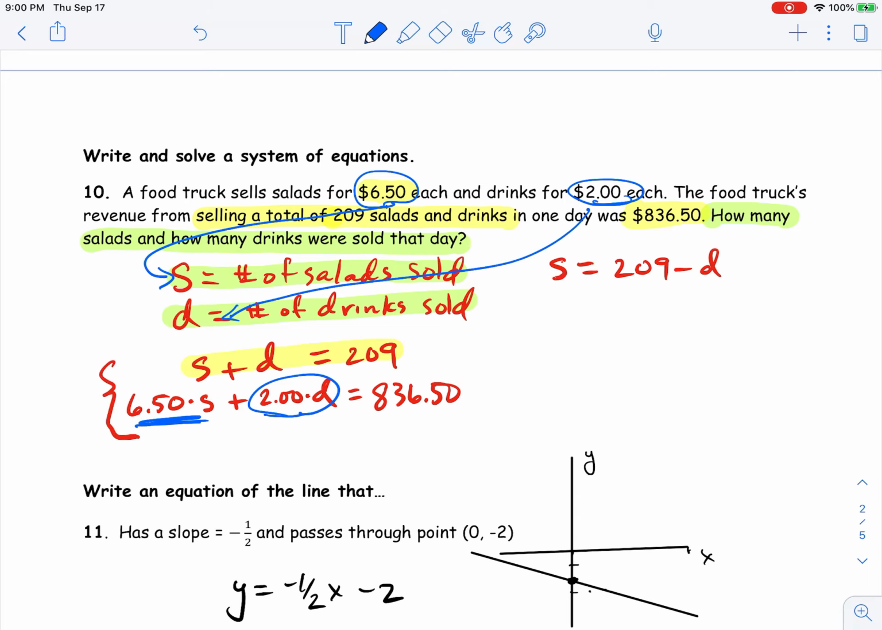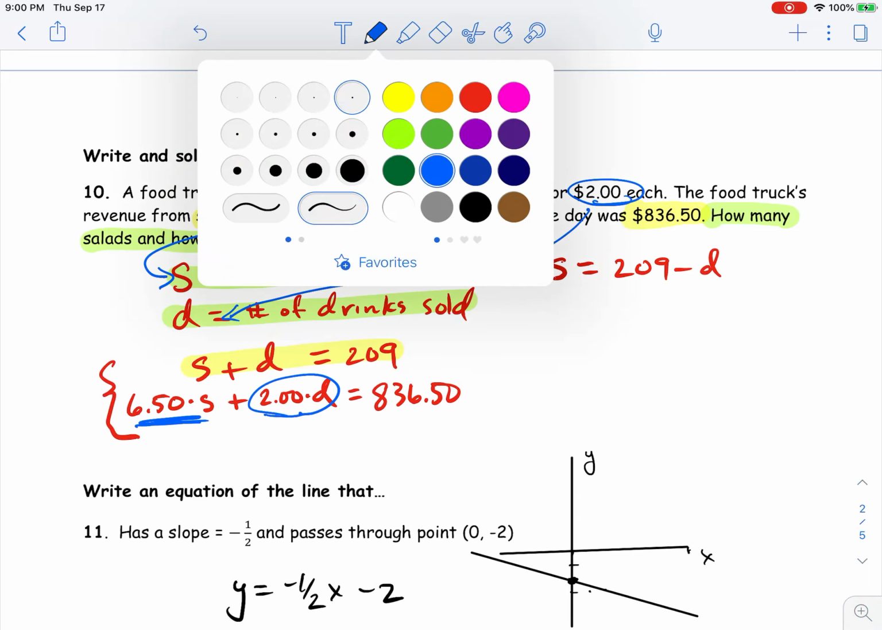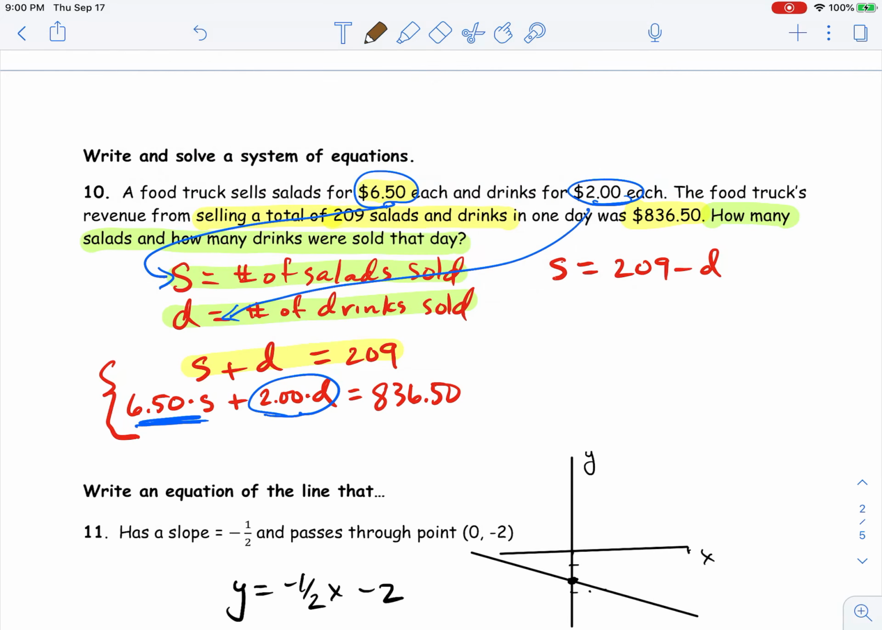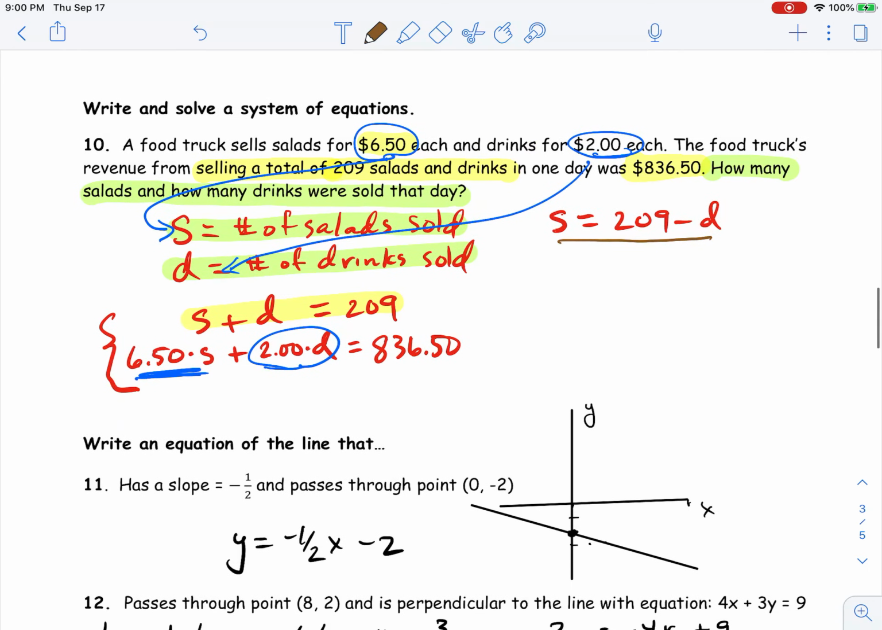and do it however you want. You'll notice up here that I suggested that when I was looking at the problem, I thought, well, maybe it's easiest to just substitute. Get S by itself, plug it back in, and you see what the costs of each of them are. Or not the cost, but the number of salads sold, the number of drinks.